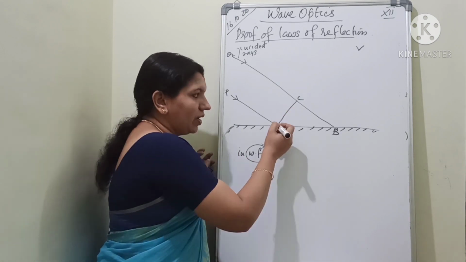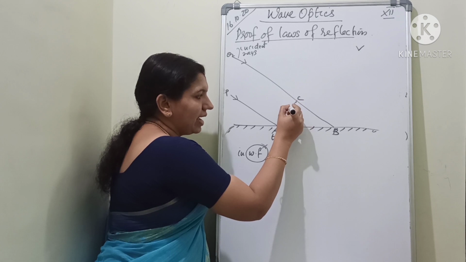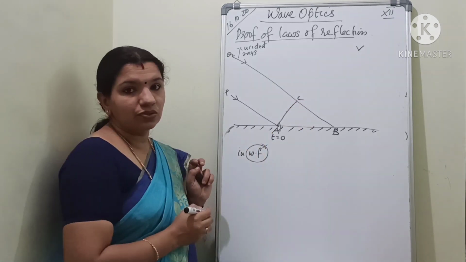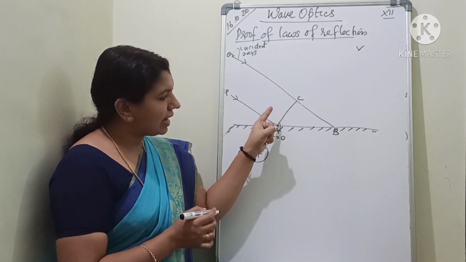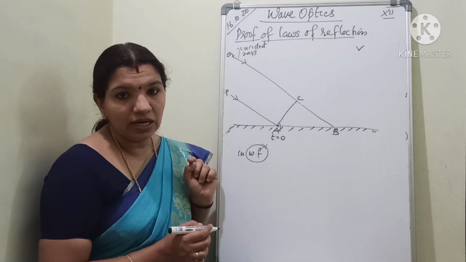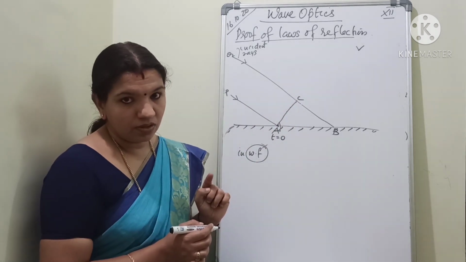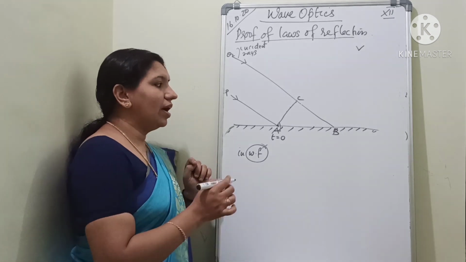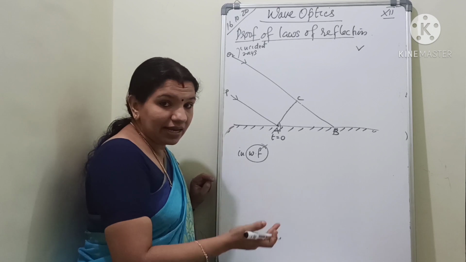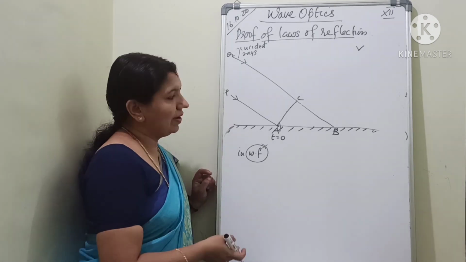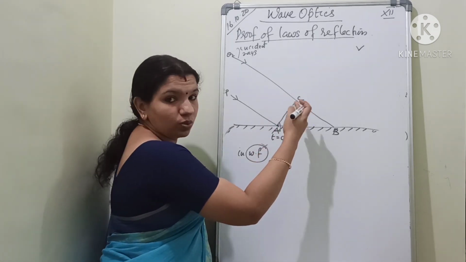So in this wavefront, each point will act as the source of secondary disturbances. Isn't it? Each point will act as a source of secondary disturbance. Am I right? Okay. Now here you know, as this is the source of secondary disturbance or the secondary wavelets, we call it as secondary wavelets, it will start to grow, isn't it?